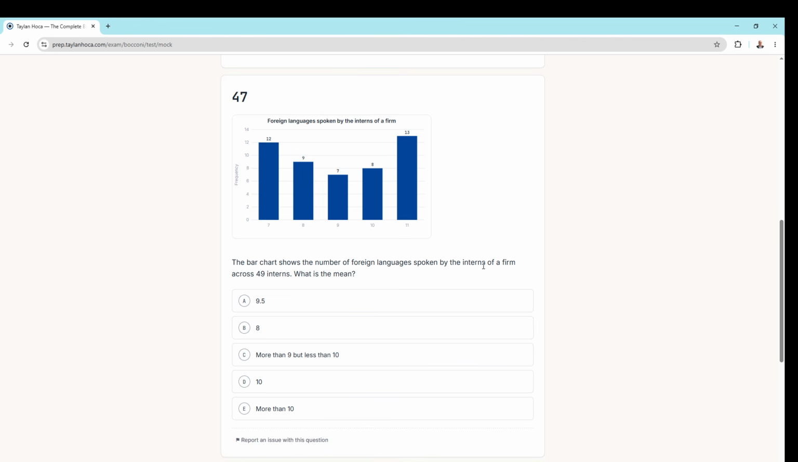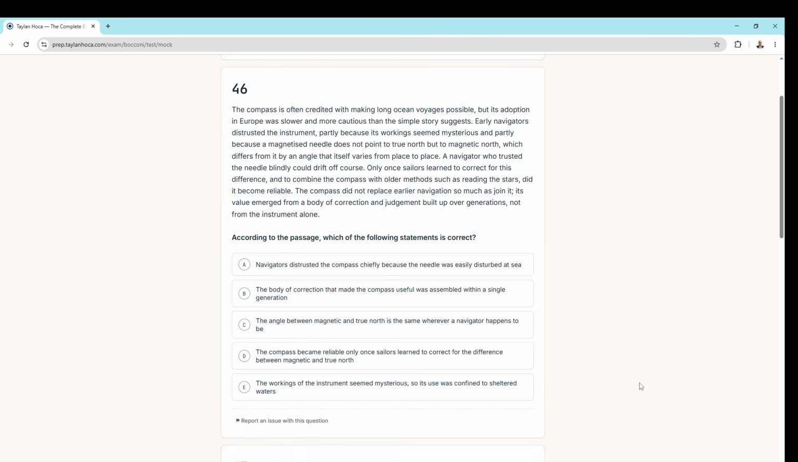Oh, it is +1. What did I do? Okay, now it's okay. It's +1. It was 2 minus 1, and I had written -1. So it is +1 over 49, so it is just a little bit greater than 9. So more than 9, but less than 10. All right, now we are good.